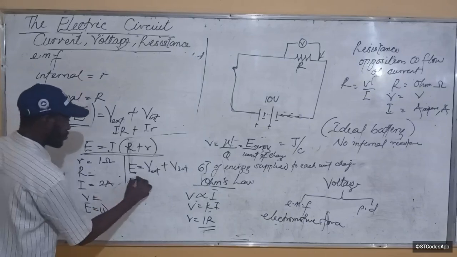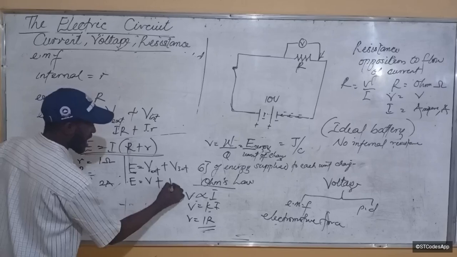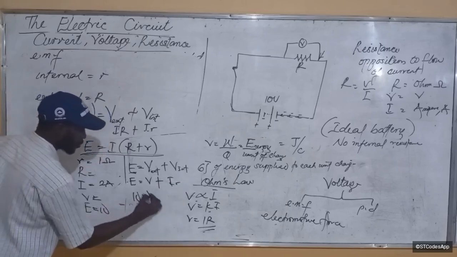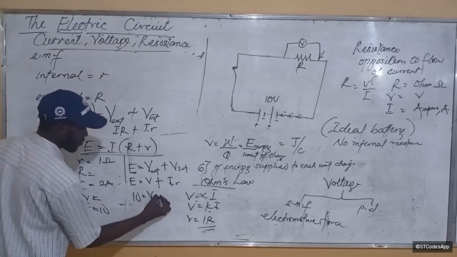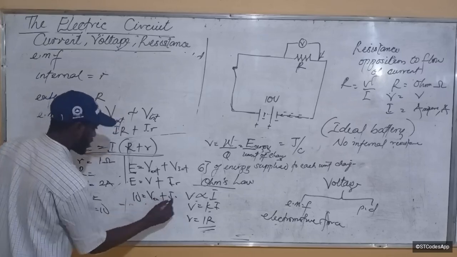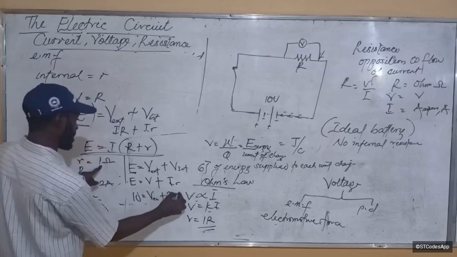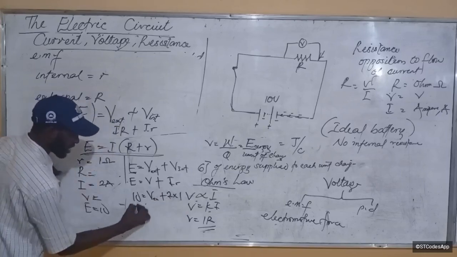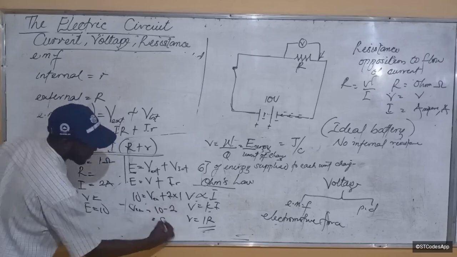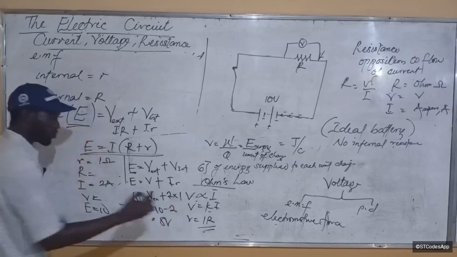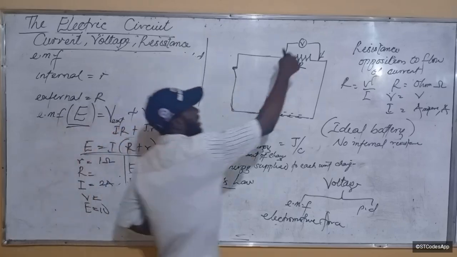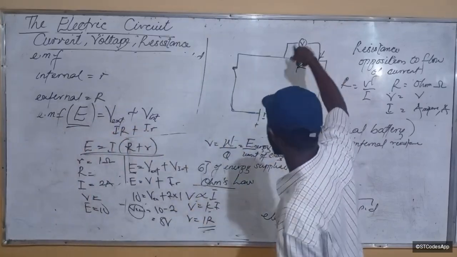Then we'll say that E will be equal to V plus IR. Does this make sense? So if E is 10, then the voltage in the external resistor will be E minus IR. I in this case is 2 and the internal resistance is 1. So the voltage in the external resistor will be 10 minus 2. That becomes 8 volts. So it means that the amount of volts delivered to the external resistor is actually 8 joules per coulomb.